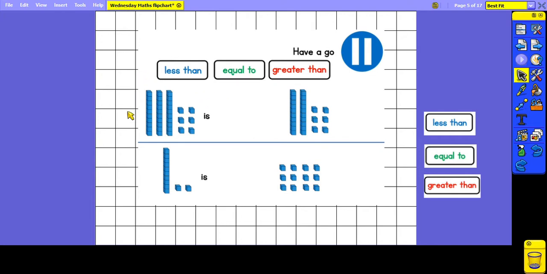And here we're going to be comparing these base 10. So you need to work out what number this base 10 represents, and then work out what number these represent, and then you are comparing them. So is this side less than, equal to, or greater than this side? When you've completed this question, have a go at the one below, and again you are comparing the two sides. Pause the video now and have a go.